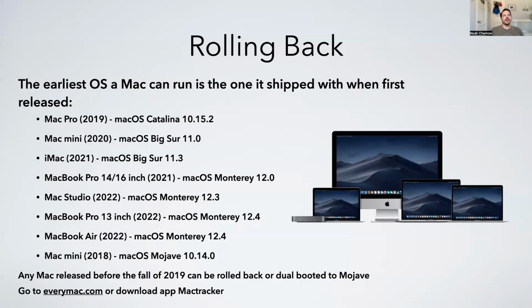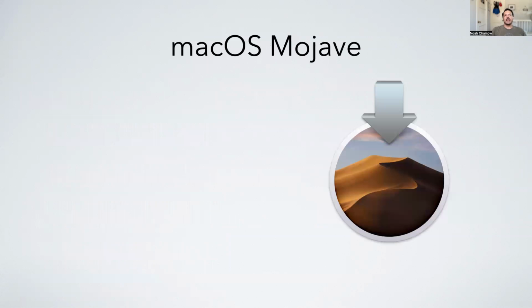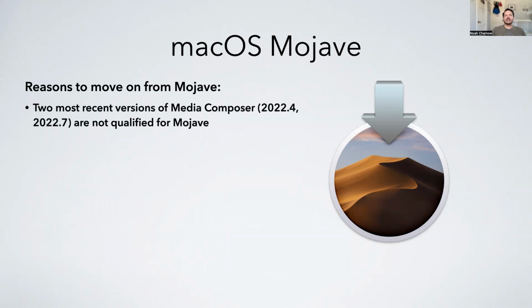So I mentioned that you can roll back or dual boot to Mojave. Would I recommend doing that? If you absolutely need to, then yes. But I would not recommend staying on Mojave if you have another option. The reason for that is that macOS Mojave is, at this point, 4 years old, which in absolute terms isn't that old, but in the world of Apple operating systems is pretty old.